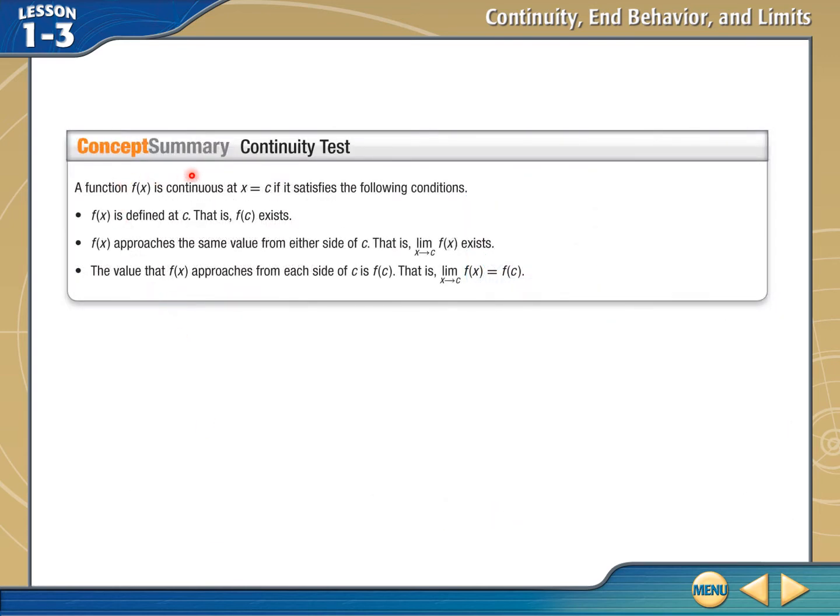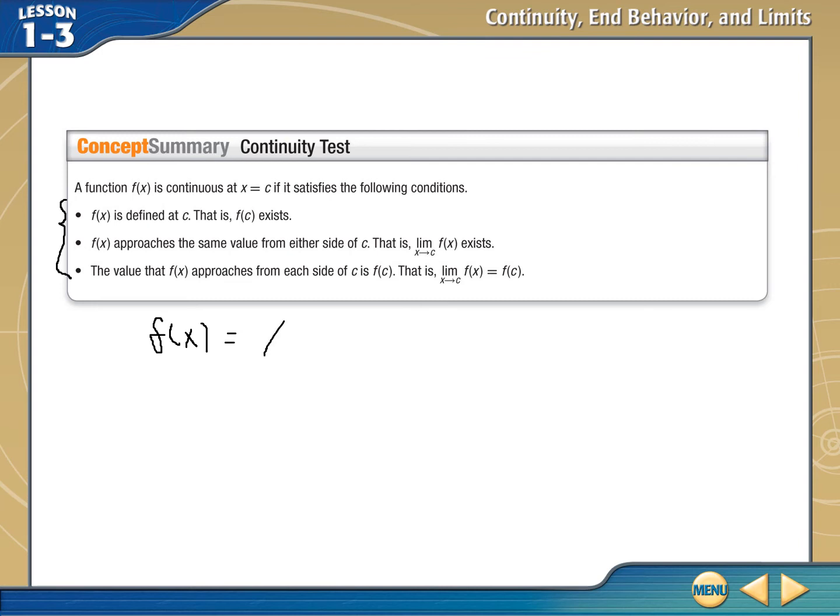In this part, we have the concept summary about the continuity test. A function f of x is continuous at x equals c if it satisfies the following conditions. What are the conditions? We have 3 conditions we have to test to know if the function is continuous at this x or not, which we use c for. First of all, before I list for you the tests, I would always start by using my brain and thinking, because obviously, sometimes you will really know that a function is continuous without doing all these steps.